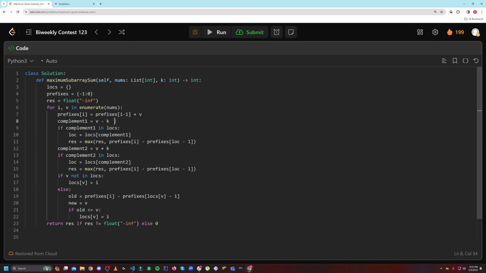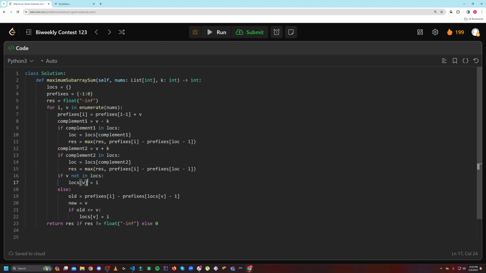So you get one complement and you check, have we seen it before? If we have seen it before, let's get its index and figure out from the prefix sum what that sum is going to be, and maximize our result. Then we check the other complement, same thing. Is it in here? Could obviously clean this up a little bit because this is repeated code, but not that much. If it's in there, get its location, do the same thing, right? Just get the prefix sum for the array that it would make.